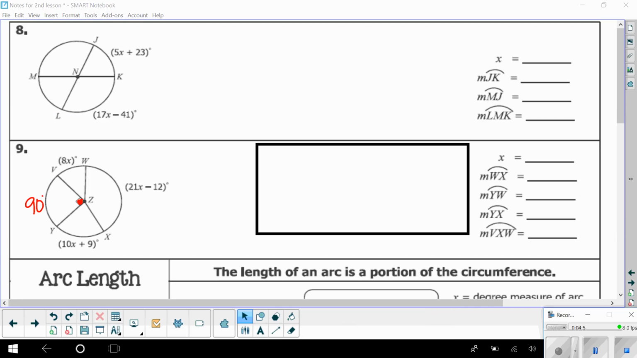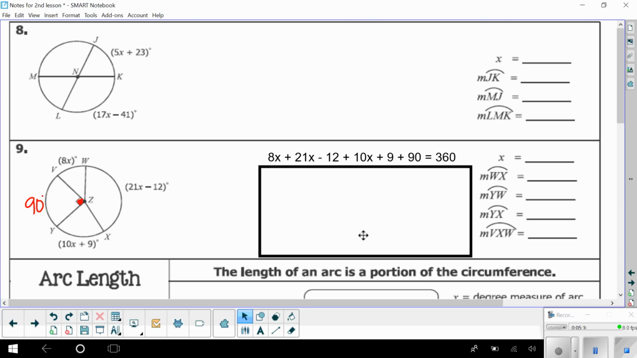So looking at number 9, again we have the red box, which means 90, and all the central angles add up to 360. So if we add up all the arcs and set it equal to 360, we can solve for x. So I want you to pause the video right now and solve for x. Go.